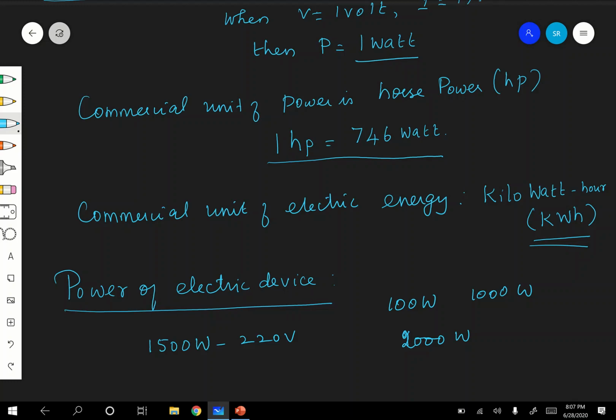It would have been written like that. Okay, so what is that? That electric iron box, what is that? It works under 220 volt and its power is 1500 watt.